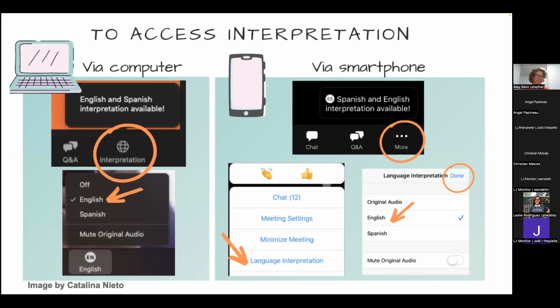If you are having any issues with accessing the interpretation function, please send a chat message to Leslie and they will support in resolving any issues.